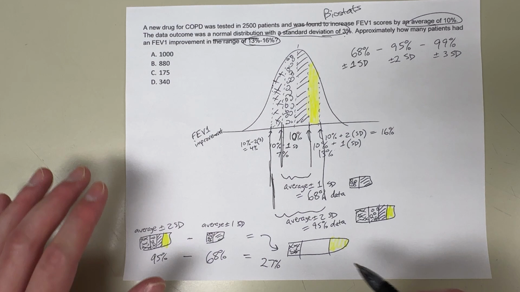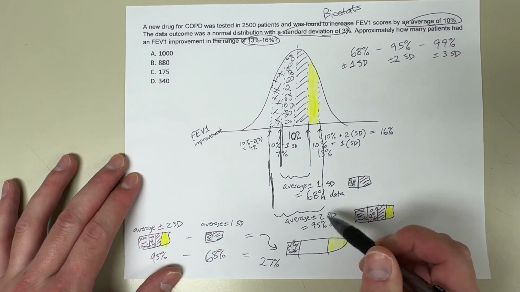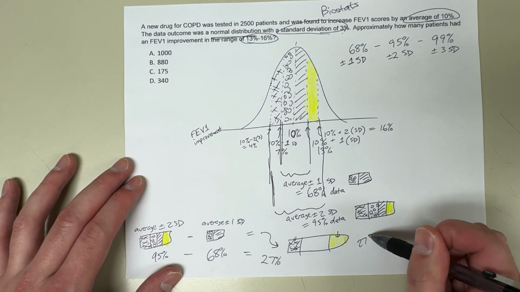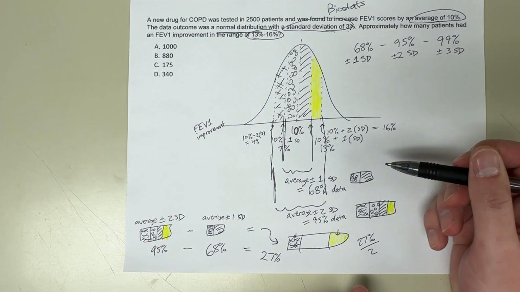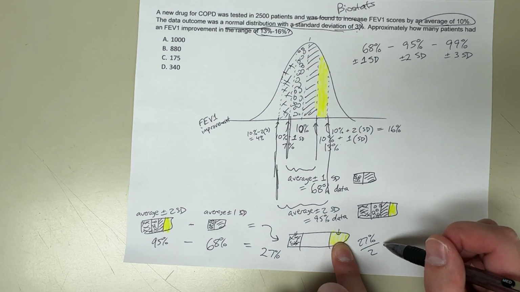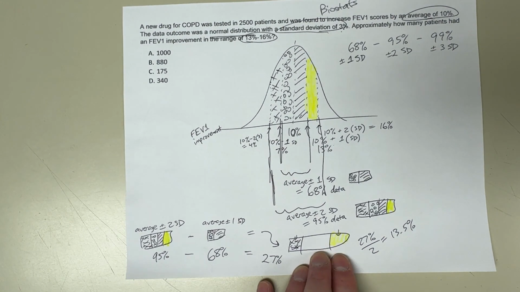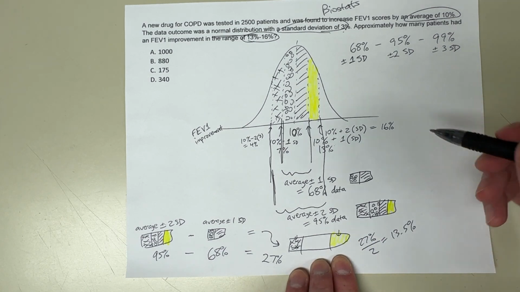So this is a normal distribution, so these 2 sides are equal. That's why all I have to do is just take 27% divided by 2 to get just this area here. And that equals 13.5% of my data falls within this highlighted area, which is what I'm looking for.